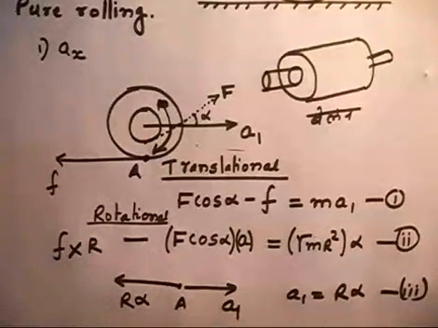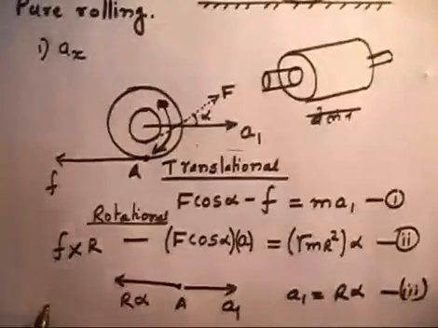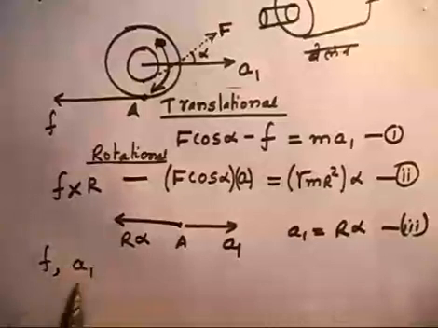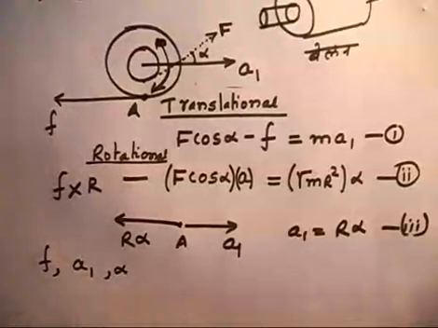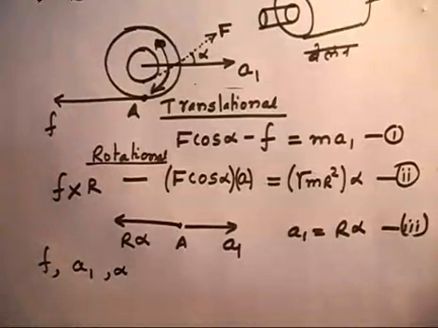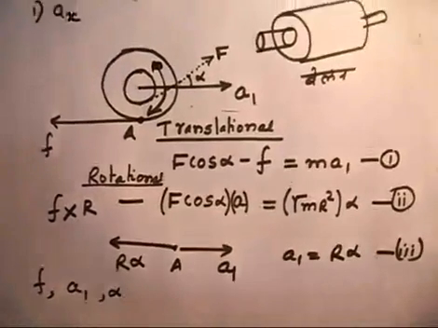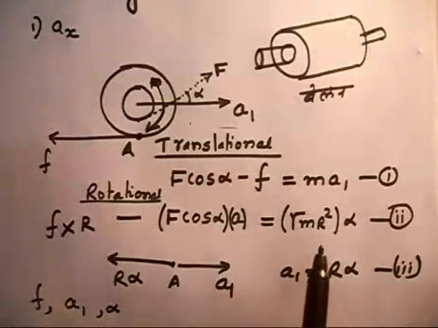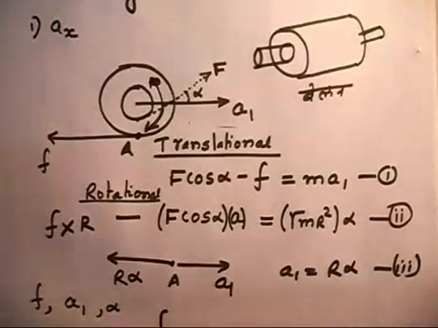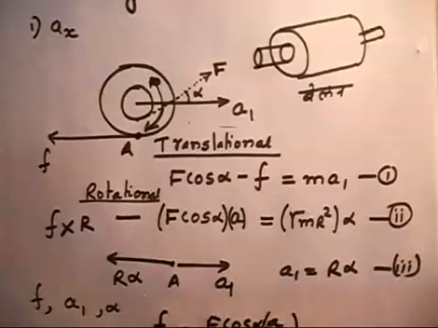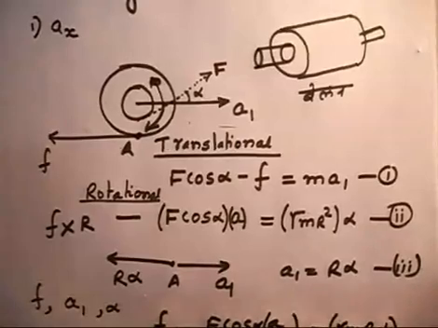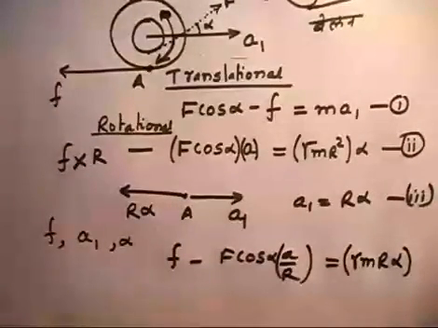Now we have three equations to solve. I have unknown F, unknown A1, and unknown alpha. I can solve for F, A1 and alpha. So let us solve for A1. How can we solve for A1? If I divide equation 2 by R, equation 2 becomes F minus F cos alpha a by R is equal to gamma m R alpha. So equation 2 is now this, if I divide by R.